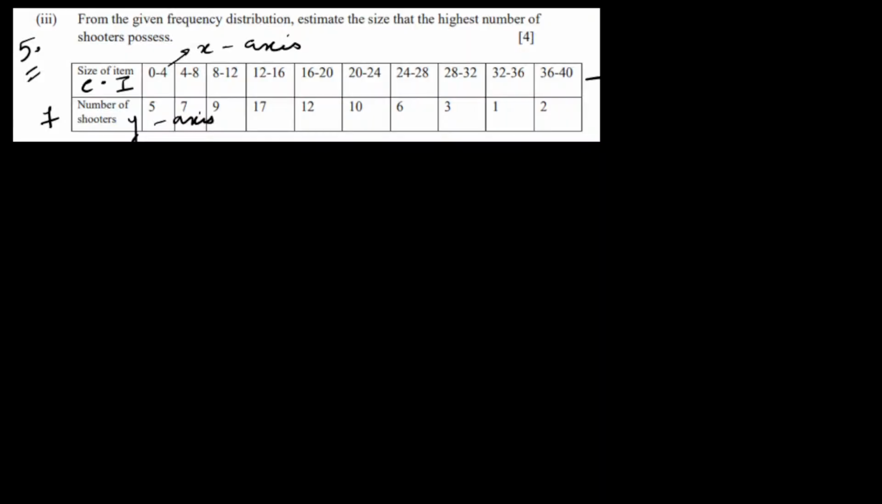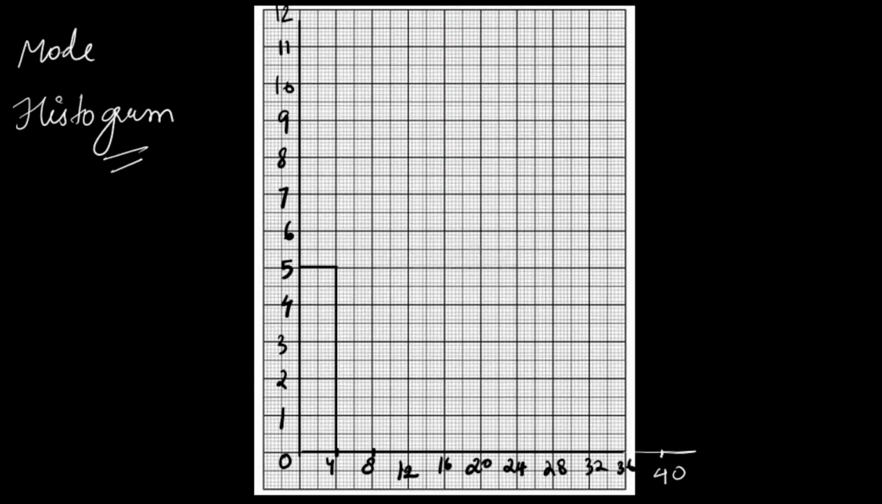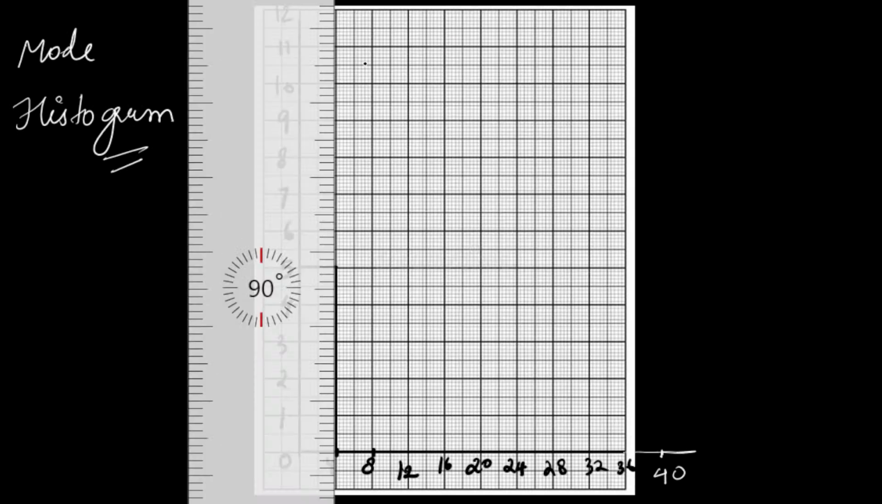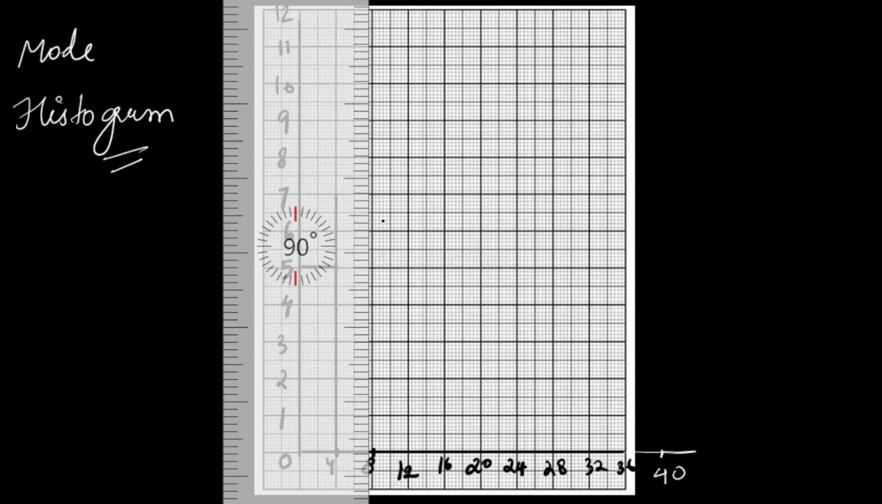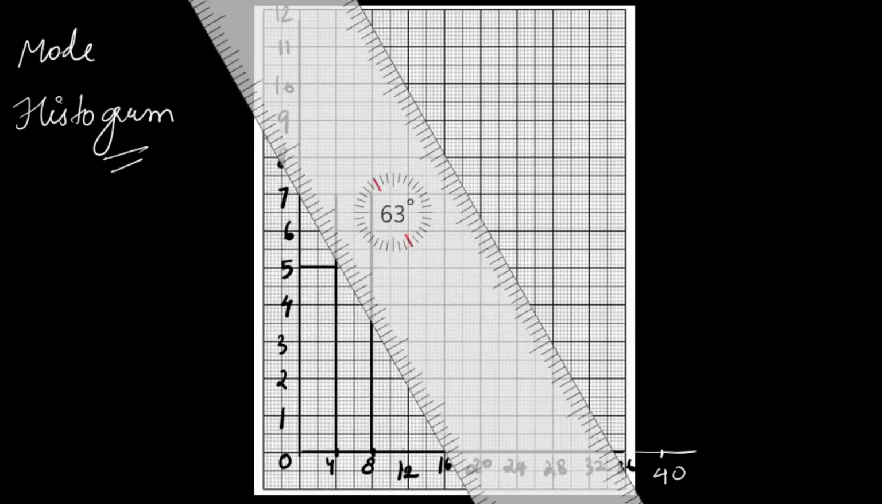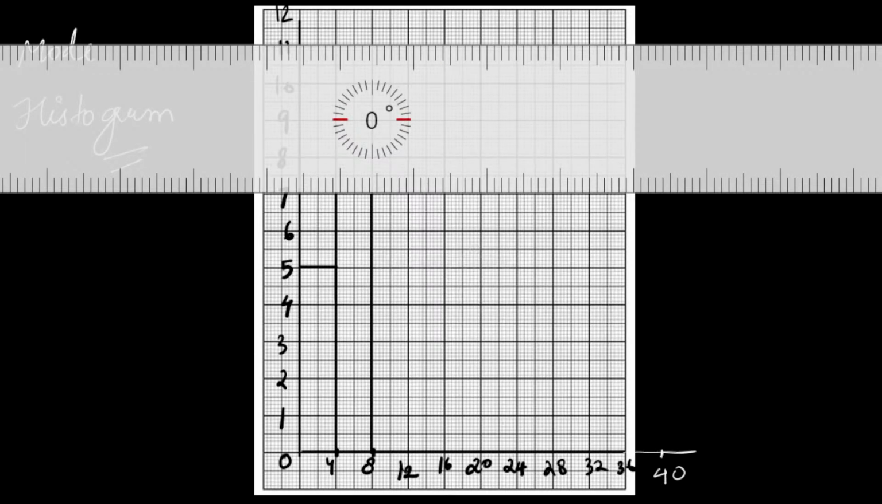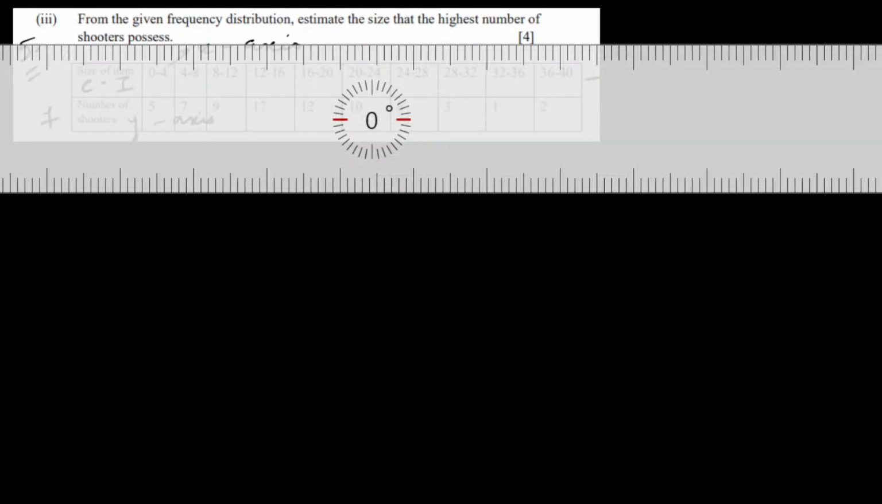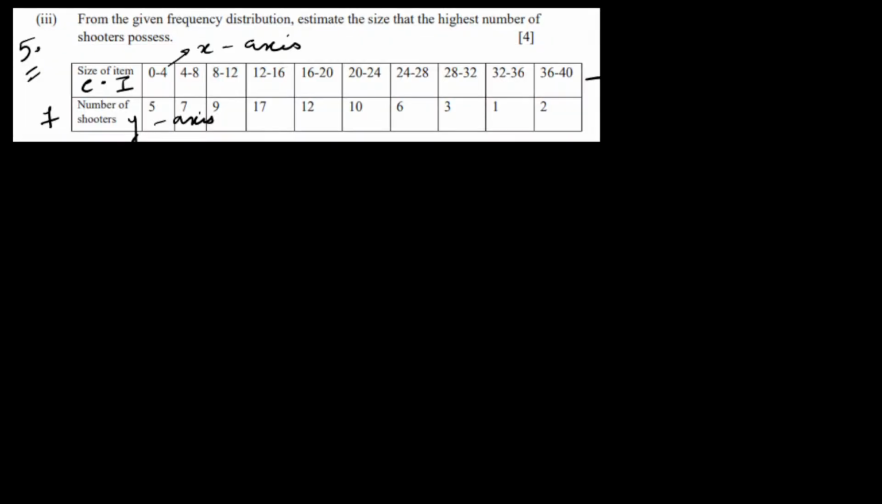Okay, so it's done. Now the next one is 4 to 8. It is 7. So for 4 to 8 I have to draw the bar till 7. We have to draw a histogram, which we all know. We have learnt. So till 7 I have to draw this bar. Highest is 17, not 12. Okay, I didn't see that.